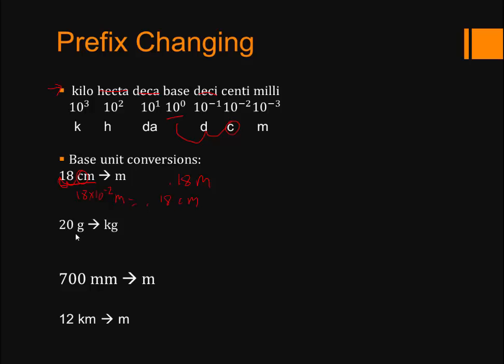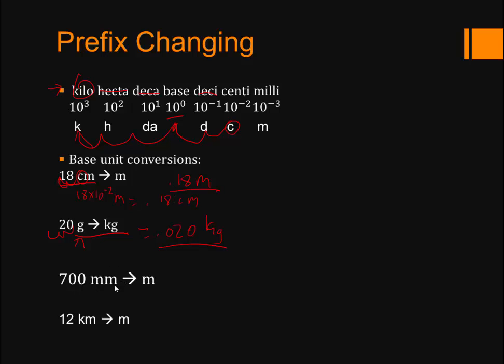Same thing here. I want to go from grams to kilograms. Well, grams is actually base. Kilo is over here, so I'm going to start at base and I'm going to go 1, 2, 3 places left. So 1, 2, 3 places. This is 0.020 kilograms. Those are the same thing.